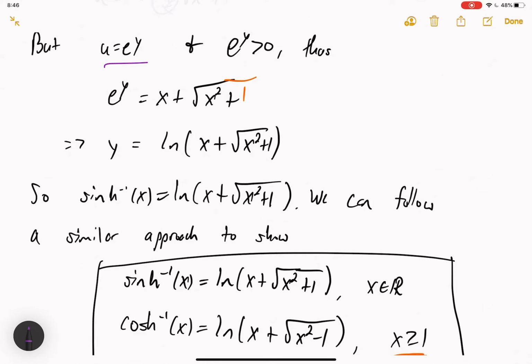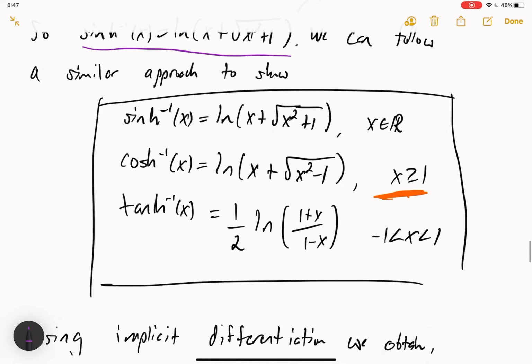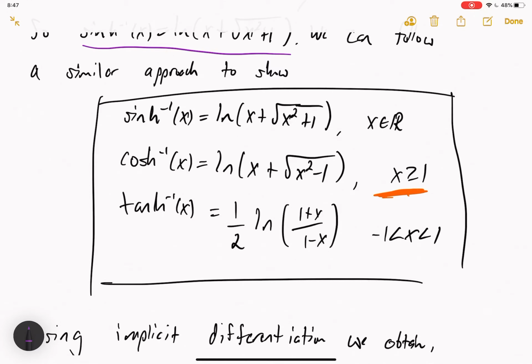And so basically what we showed was that sinh inverse of x, the inverse hyperbolic function for sine, is equal to ln of x plus the square root of x squared plus 1. And note this is defined for all x, so this is for all x in the reals. So it's okay, that's pretty nice. And we can do a similar approach to the other inverse functions as well.